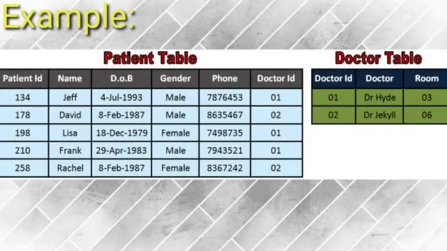See an example here. I'm taking two tables. One is a patient table which contains the records of the patients, and the second one is a doctor table which contains the details of the doctors who are observing those patients. Suppose that Zeph, Lisa and Frank are being observed by Dr. Hyde, and David and Rachel are being observed by Dr. Jekyll. So the doctor ID confirms the name of the doctor.